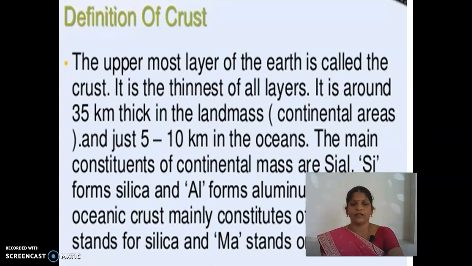The uppermost layer of the earth is called the crust. It is the thinnest of all layers. It is around 35 kilometers thick in the landmass, continental areas, and 5 to 10 kilometers in the oceans. The main constituents of continental mass are Sial, Si for silica and Al for aluminium. The oceanic crust mainly consists of Sima minerals, Si for silica and Ma for magnesium.